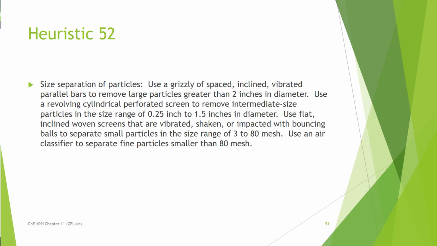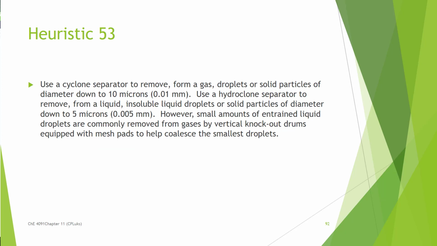And for the size separation of the particles, there are ways that we can do that. Essentially, you're doing a sieve type operation. And these are going to be a variety of different techniques, so perforated screens, inclined woven screens, etc. A cyclone separator can be used to remove solids from a gas. Or actually, you can do this for a liquid also. It will still have entrained liquid with the solids, however.